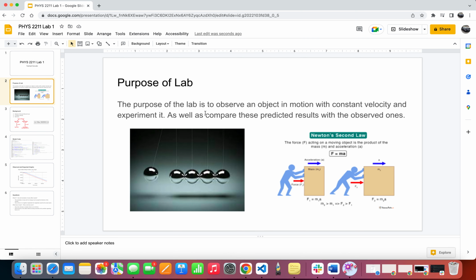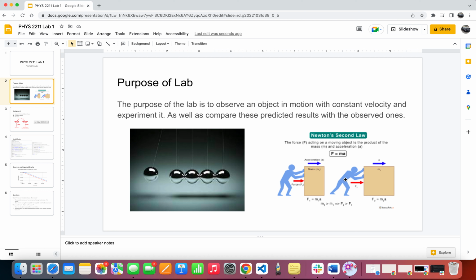For the purpose of this lab, the purpose is to observe an object in motion. In this case, I used a water bottle rolling across the floor with constant velocity. I experimented by finding the predicted results of the water bottle and compared them to the ones I observed in the actual video that you'll see later on.